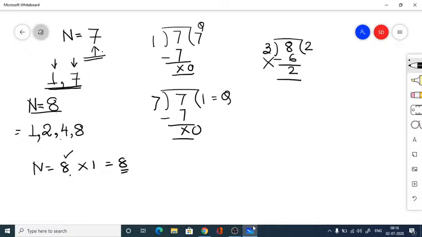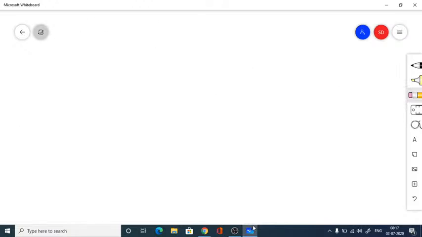Every number has an infinite number of multiples. This is important. Why? Because I can go on multiplying the number with infinite integers. 8 2s are 16, 8 3s are 24. So in this way I can go on. There is no end to it. So, infinite number of multiples. A number will have an infinite number of multiples, and a multiple is always greater than or equal to the number itself.